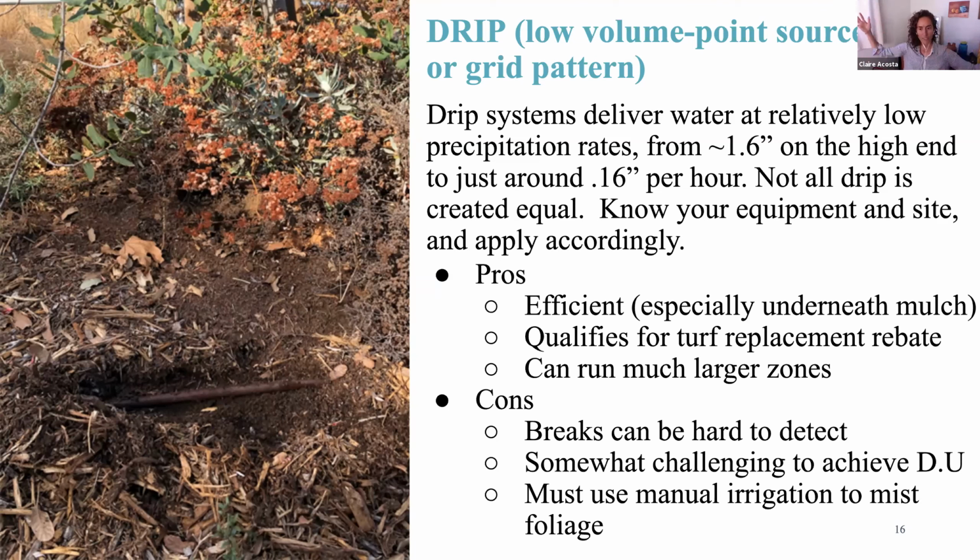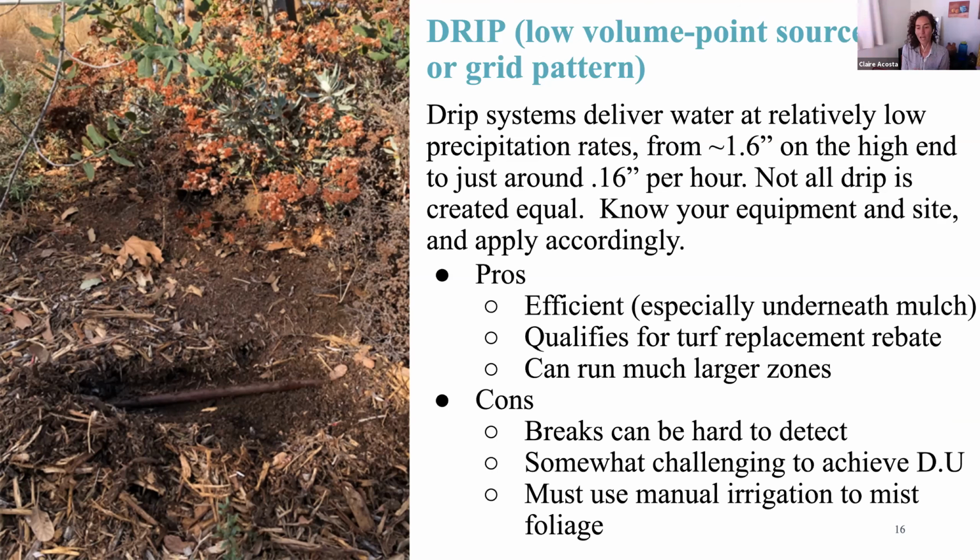So you can have much larger systems, also because of the low volume, you don't need as much water pressure to run a drip system. And then the cons: sometimes breaks or leaks can be harder to detect, especially if it's under mulch. This is a low volume thing, so you're not going to see a big gushing broken pipe. It's just going to be something that gets wet over time. So that can be annoying, I guess.